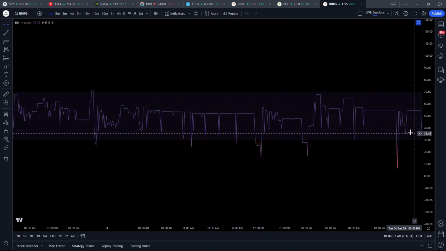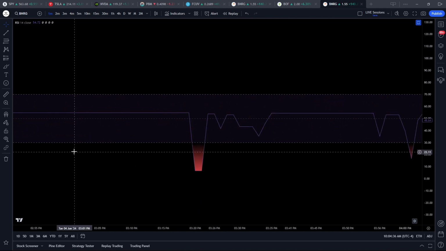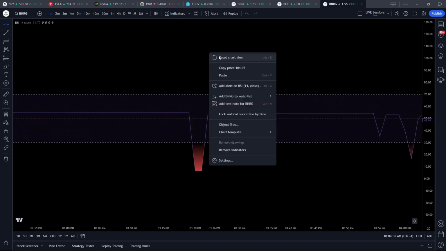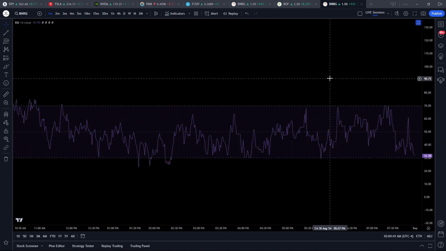Here's some that's below. There we go. There's the red there, so you guys can see that. So whenever we get below, it's red. So I'm going to reset this. Just right-click, reset. And again, if you're confused on what we're looking at, it's the RSI.